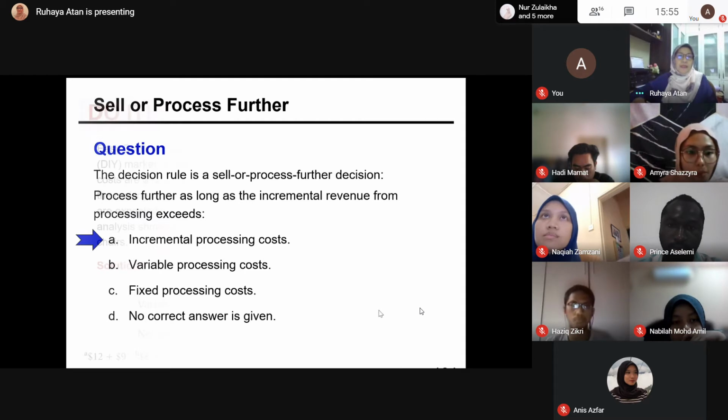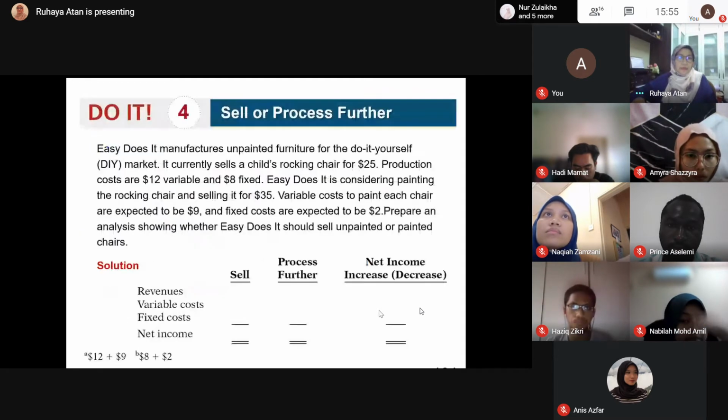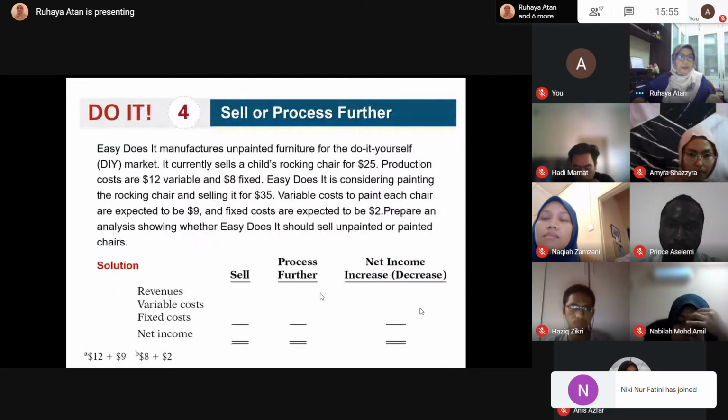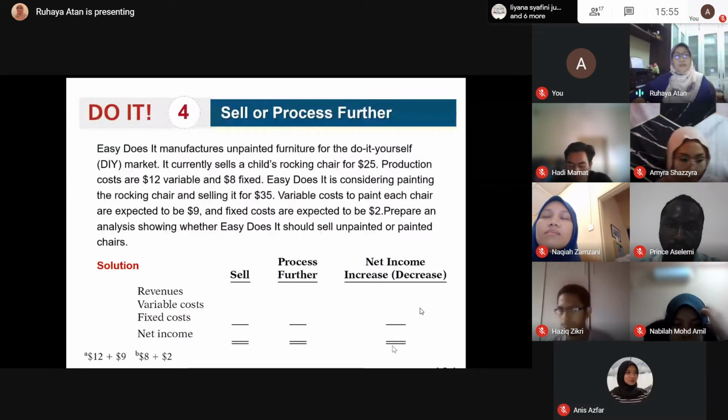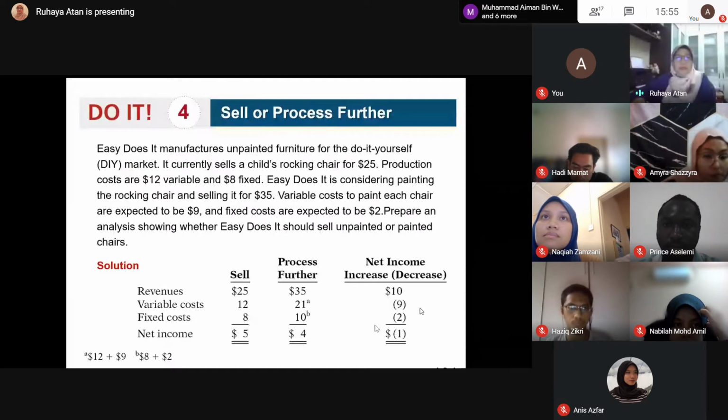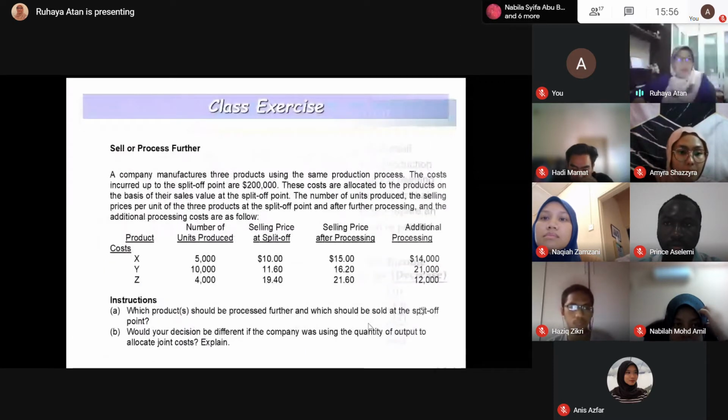And have we done this? Did we do this exercise? We did, right? The unpainted furniture. Yeah, I think we have done this, where you need to paint further or you just sell it without the paint. Right. So now I want you to do this one.